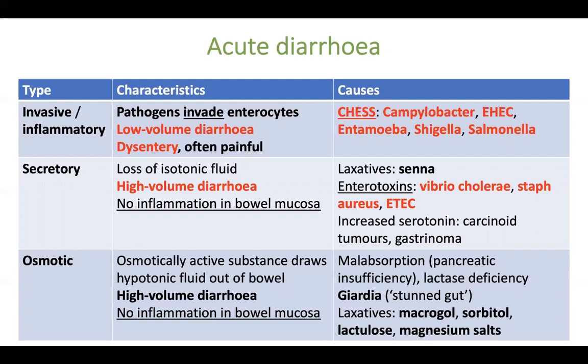Secretory is when they stimulate the bowel wall to secrete chloride and all sorts of different electrolytes, and then water follows that. So that's isotonic, and that will give you high volume diarrhea because the water is actually going into the poo. Your classic ones are enterotoxins. Three important things that will give this picture are cholera, staph aureus, and traveler's diarrhea, so enterotoxigenic E. coli. And then osmotic, that's because something non-absorbable is inside the bowel, and water follows that. The main things for that are malabsorption, lactose intolerance, and laxatives.